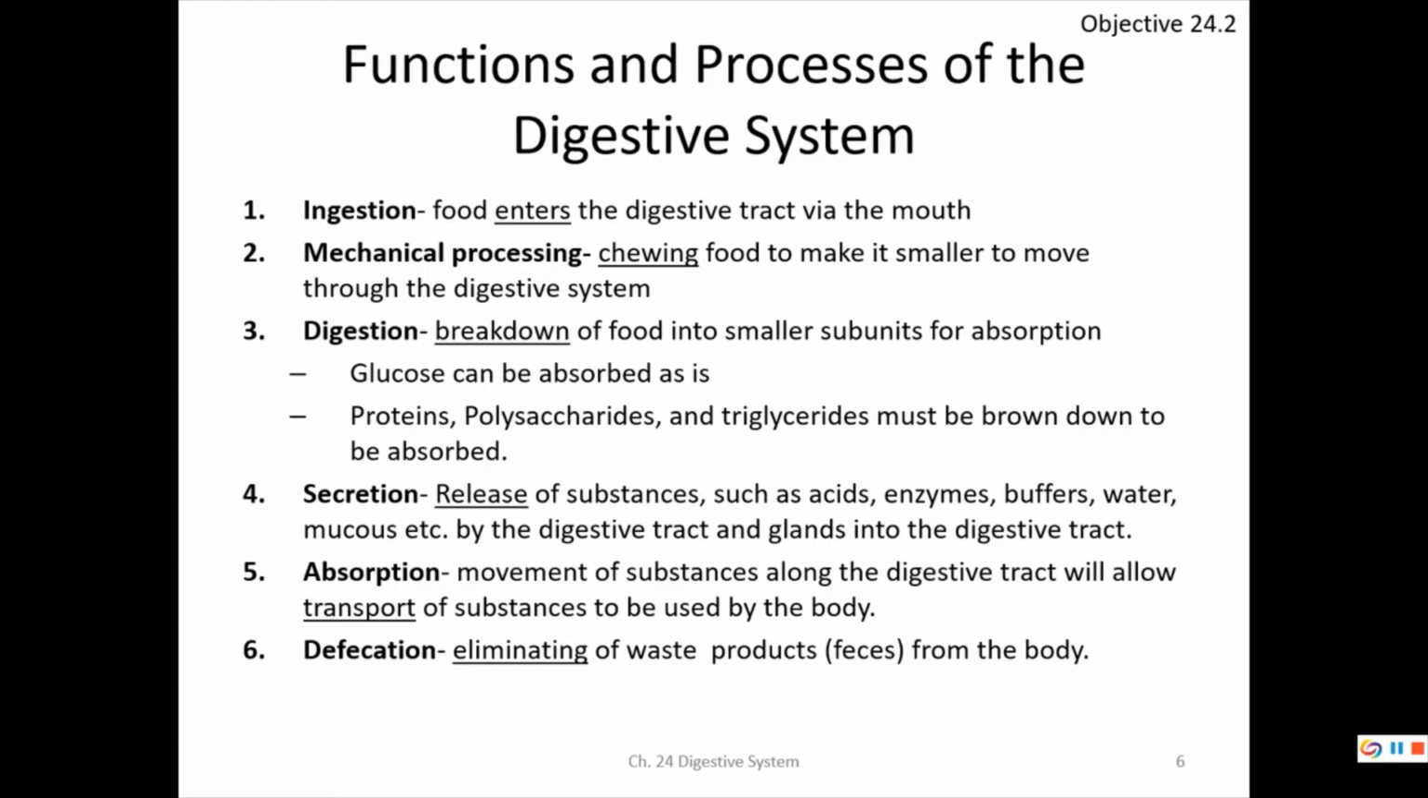Then we mechanically process that. Mechanical processing is chewing. We chew it up, and then we make that food small enough to swallow it. So basically, as humans, we can't generally fit a whole big thick hamburger in our mouth, so we take a bite off of that, a smaller piece, then we chew that small piece up. And now that piece is small enough to fit into the digestive tract. Then we start using enzymes and things to break it down so we can absorb it.